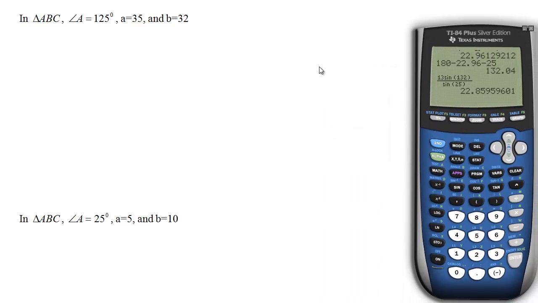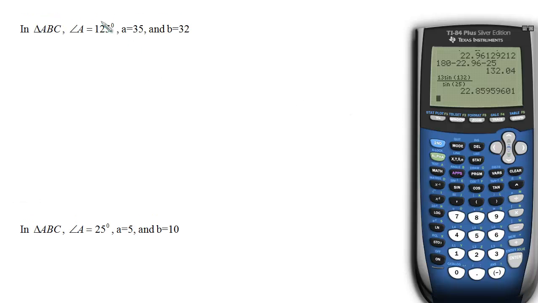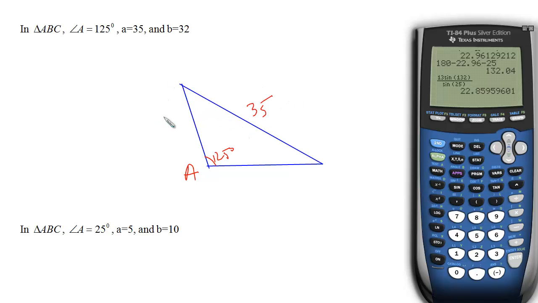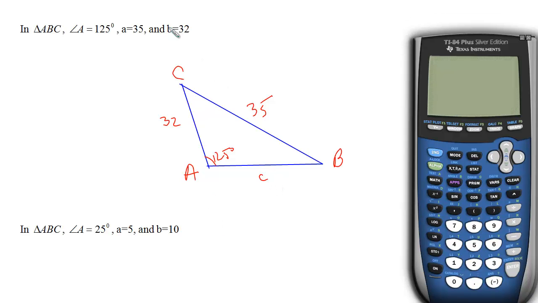So again, first thing I really need to check. So I've got a side and an angle. Let's build this triangle. Make it look like this. We'll call this angle A. It's 125 degrees, so I drew it obtuse. Side A is 35. Side B is 32. Okay, so we built the triangle.